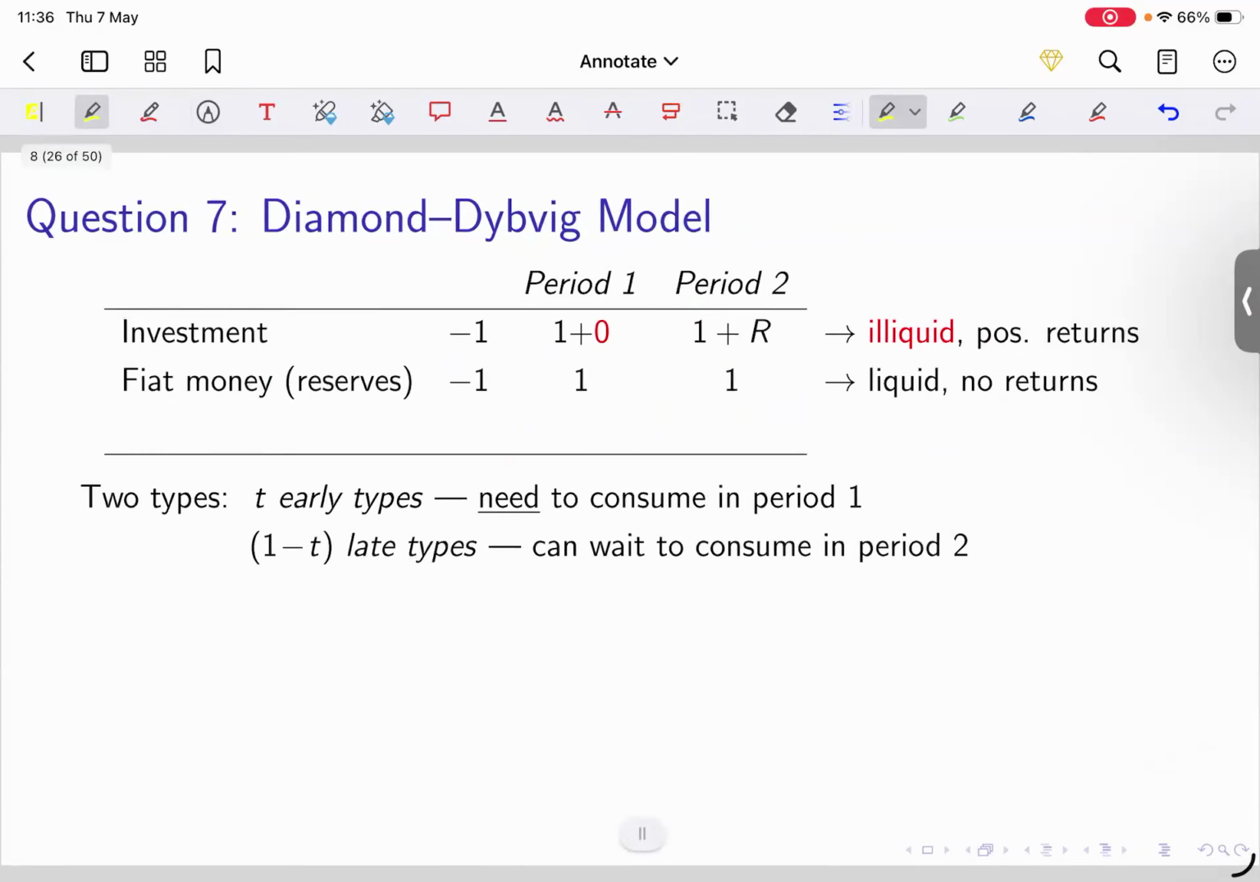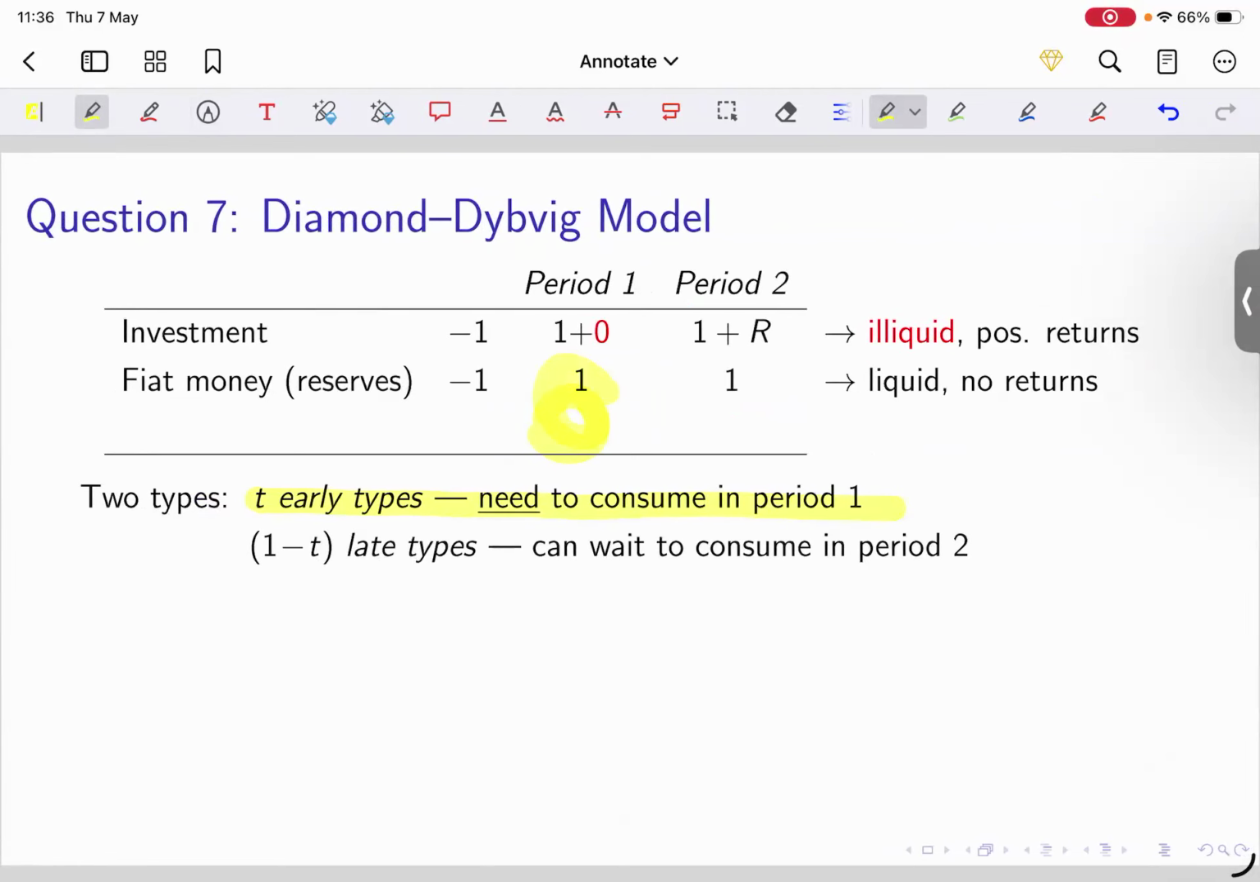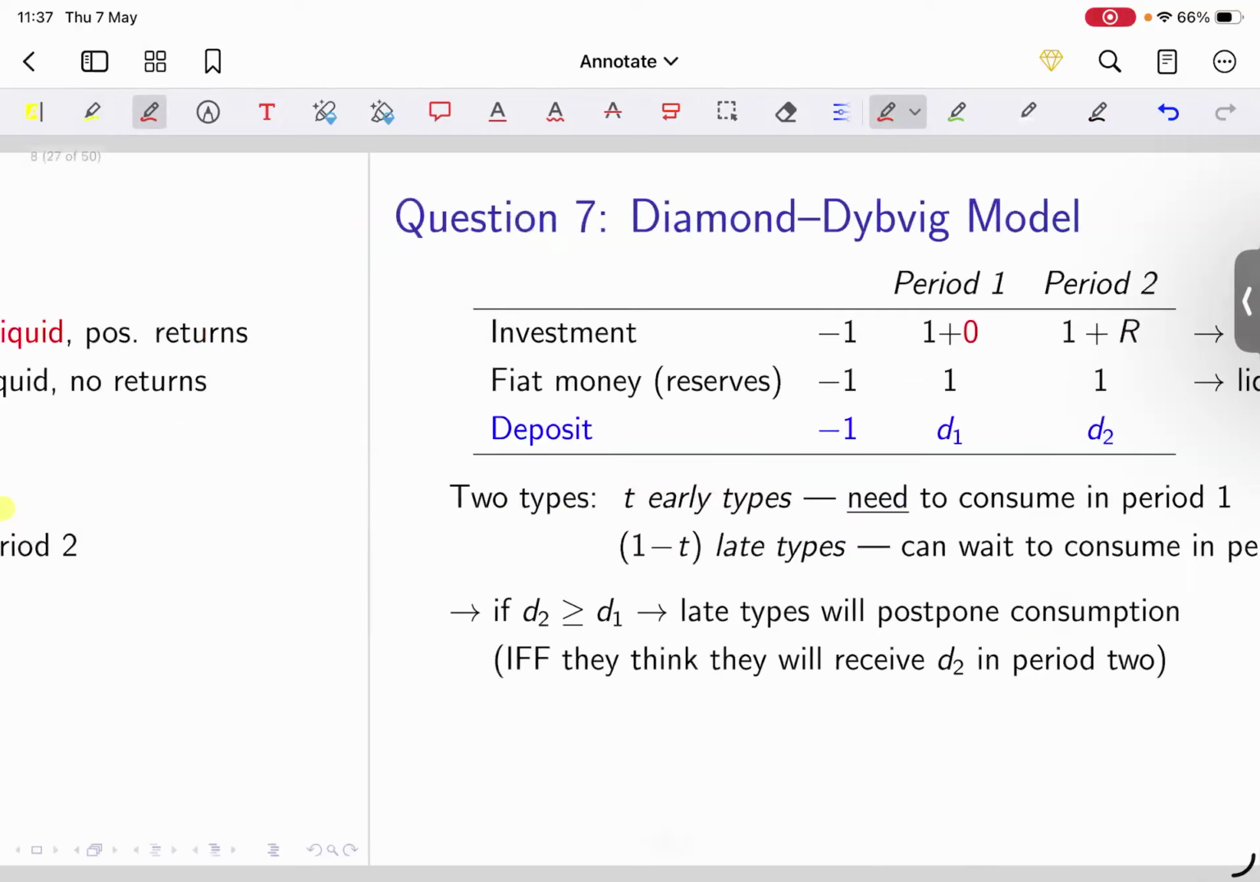Given two types, and remember the early types need to consume in period 1, there's no uncertainty here, they will have to have something here. And then the remaining portions are late types. These households can wait, emphasis on the can, to consume in period 2. This does not mean they might not decide to consume in period 1, and so you need to be very careful about that. How do you do that? As a bank, that's exactly what you want to consider.